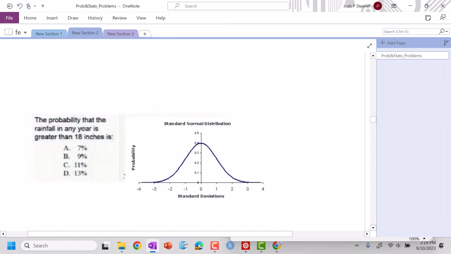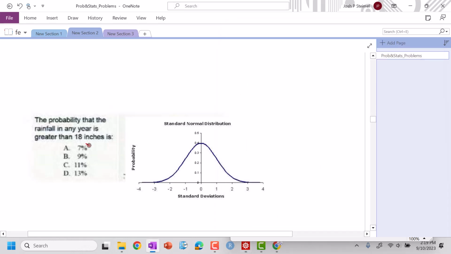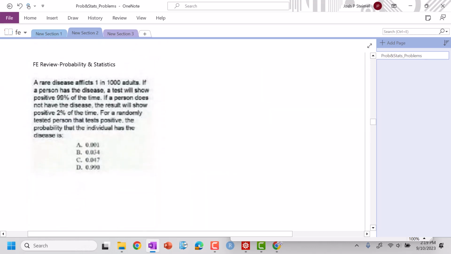What's the probability that in any given year it's greater than 18 inches? So if it's greater than 18, 18 to infinity. So here we go. There you can kind of see if it's greater than there, that's about, can be close to 7% there. Excellent. Let's go to the next one.